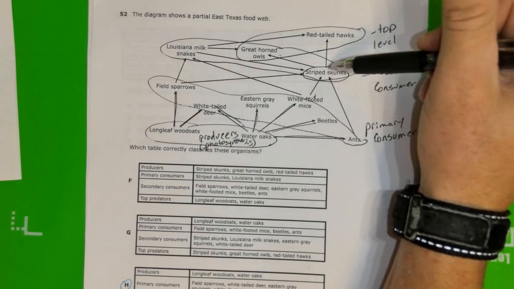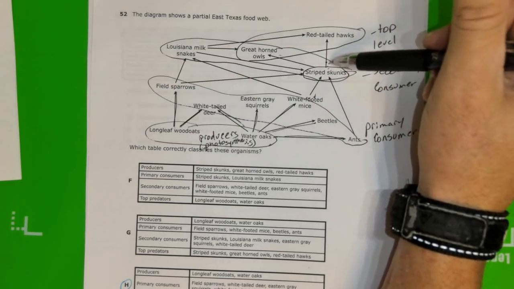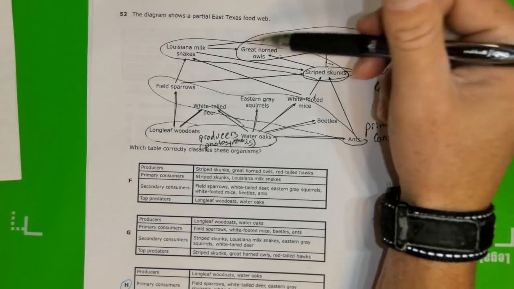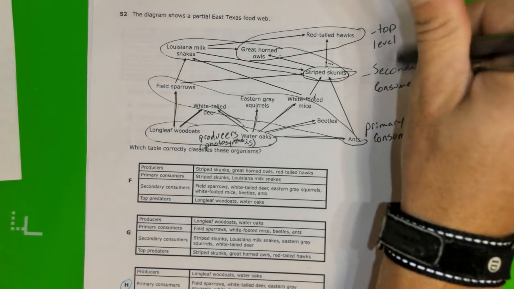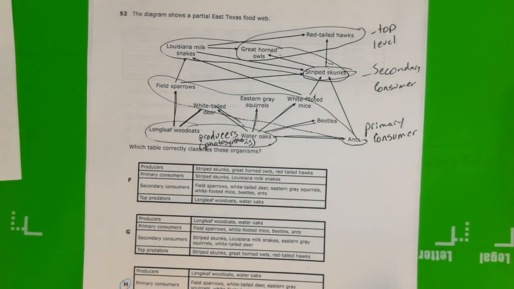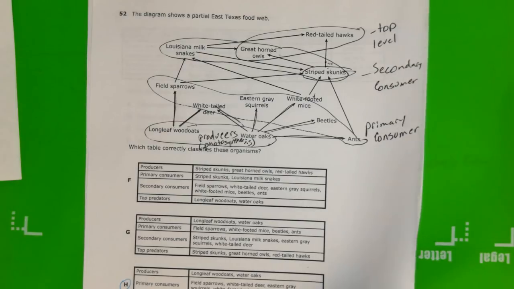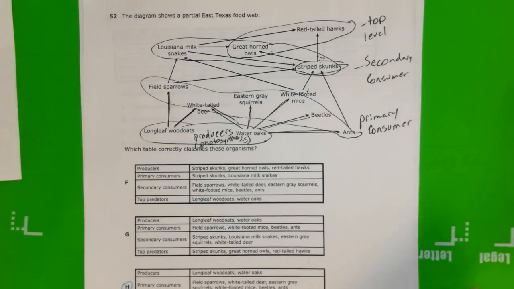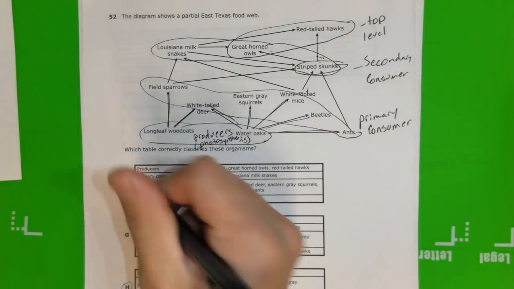So they eat only meat. Okay, they eat only meat. So let's take these now and let's match them up down here. It should be fairly easy. Well, F says that our producers are striped skunks, so let's throw F out.